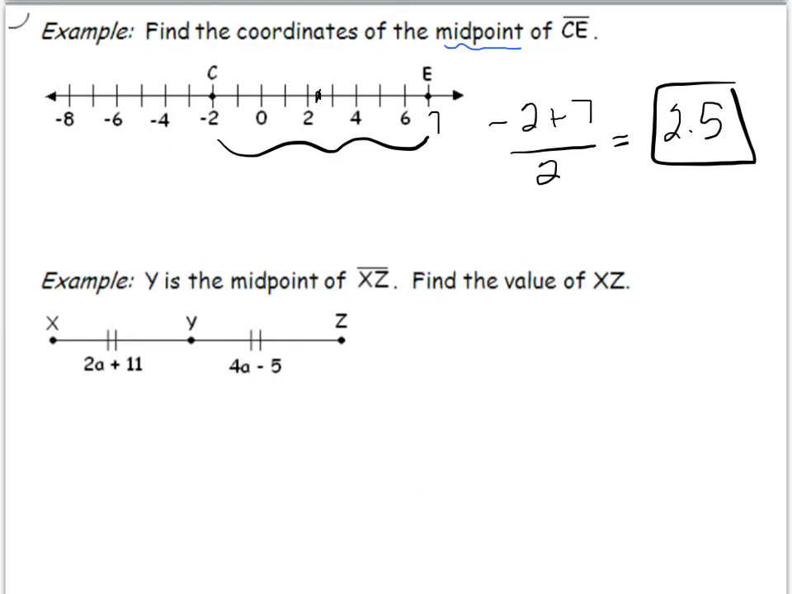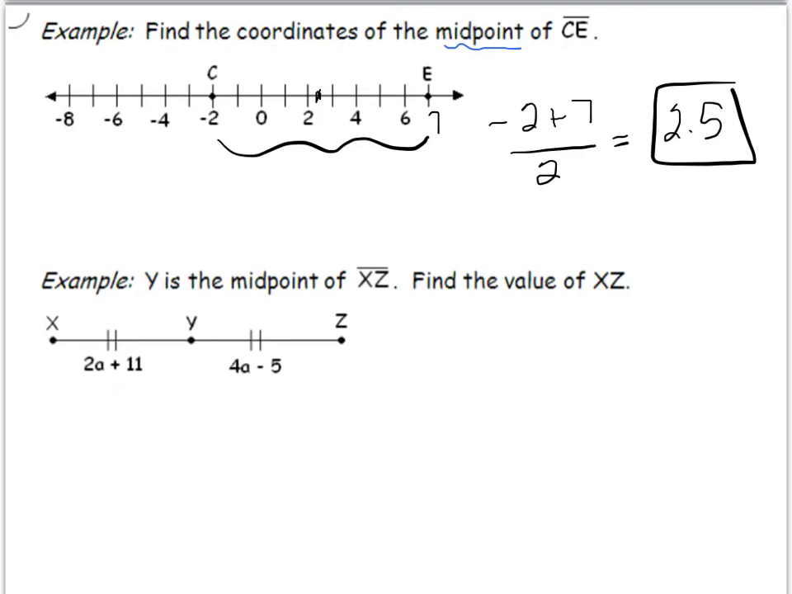So for the next example, we have that Y is our midpoint of segment XZ. So as Ms. Feliniak said before, your midpoint sits smack dab in the middle between X and Z. And what we need to do is find out what the length of segment XZ is. So if we know that Y sits in the middle, we automatically know with midpoints that we end up getting 2 congruent segments. Notice also with the double tick marks, that tells us that segment XY and segment YZ are indeed congruent.